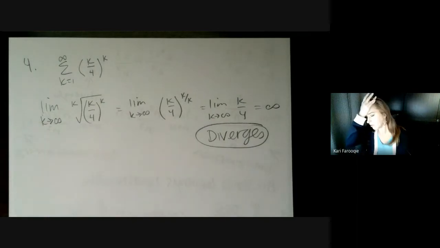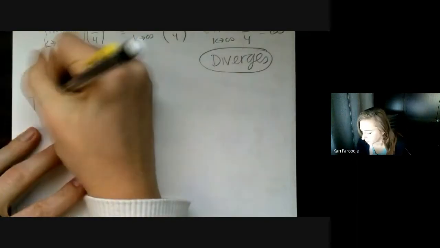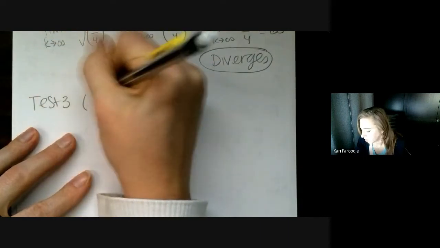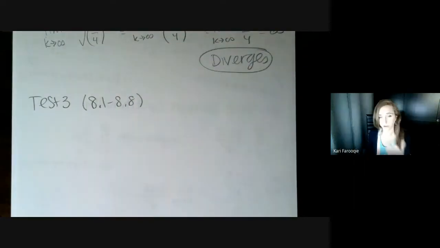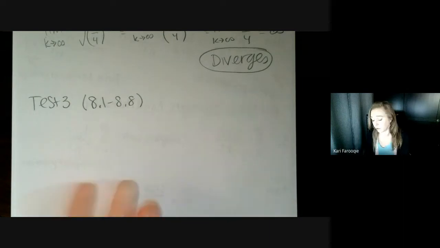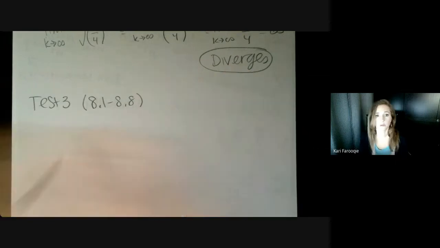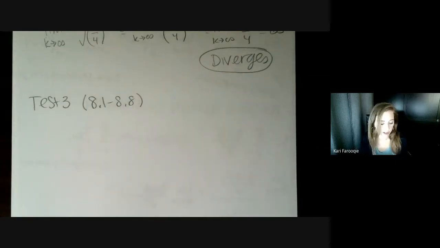All right, your test is a week from today, November 17th. Test 3 is going to be 8-1 through 8-8. I will not have time to cover 8-9 and 8-10. I never do. Sometimes I don't even have time for 8-8, so we're doing okay. I really just don't want to end up cramming in chapter 9. So if you are really interested and you want to learn about the Maclaurin and Taylor polynomials in sections 9 and 10, feel free.